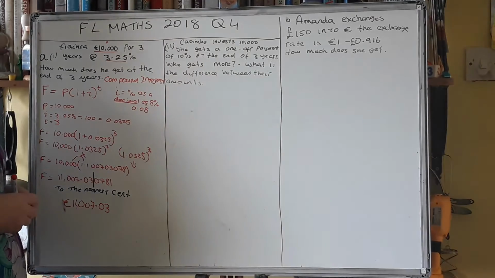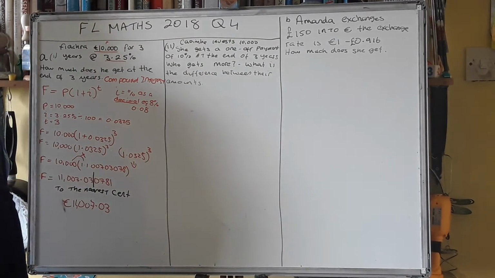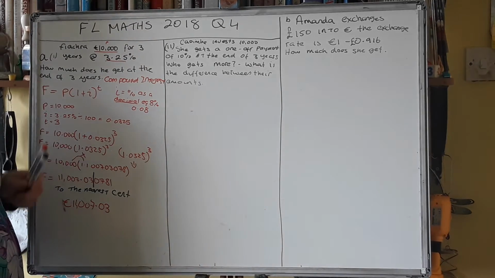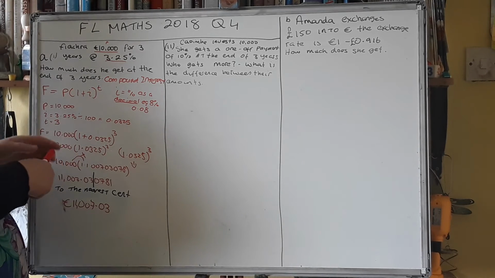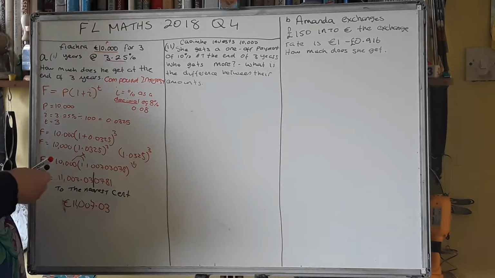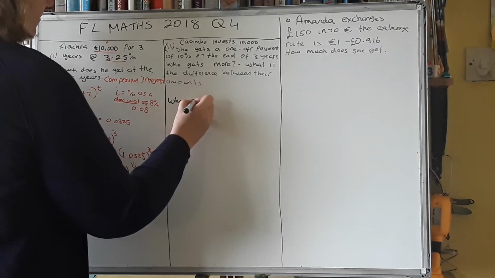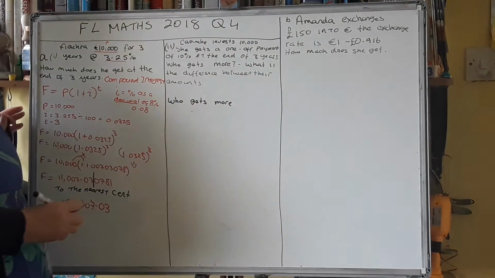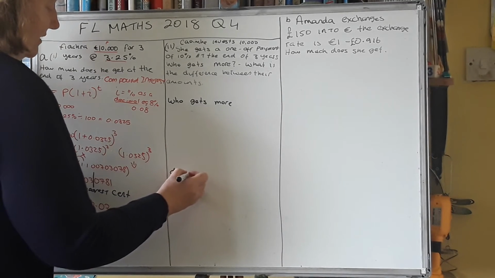Okay, so part 2. Now Quiva. She invests 10,000 for 3 years. At the end of the 3 years, she gets a one-off payment of 10% of the amount she invests. So what you want to know is who gets more, first of all. And what is the difference between their amounts? That means you take one away from the other. What's the difference?